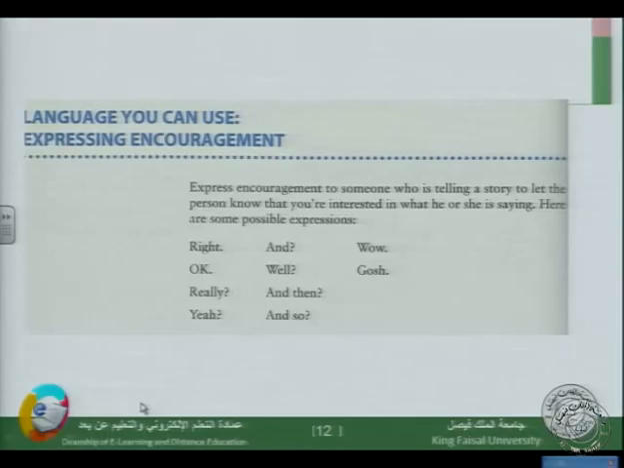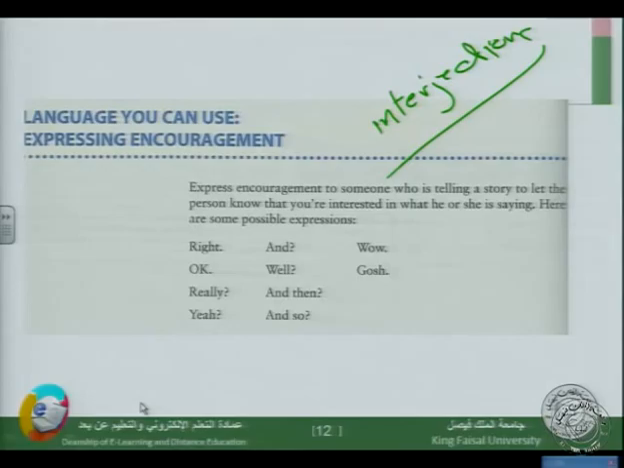Notice now how different they are. This is what we call also interjection. Interjection is one part of speech. This is what we call interjections. For example, if you listened to a nice story that you liked, we say wow, that's wonderful, but for a scary story, gosh, is that really true.